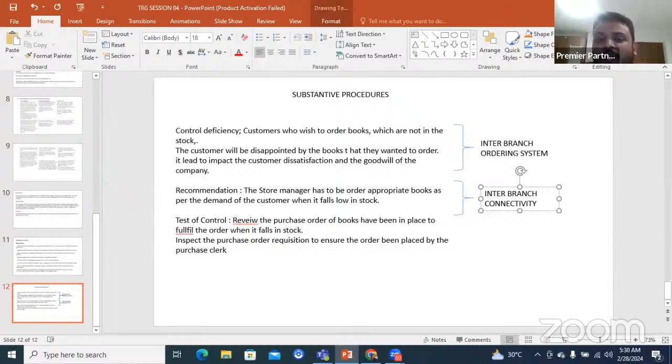So as per you, is it possible to keep all the books at once? Instead of that, if we create an interbranch connectivity, then when someone comes to my branch and the book is not there, I quickly check and see it's available in this branch. Then I ask that customer to make the payment, and immediately that particular book is delivered to the customer's doorstep. So that is the problem here. Not maintaining sufficient inventory is not the problem.